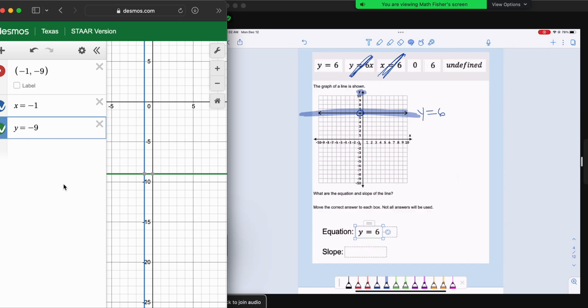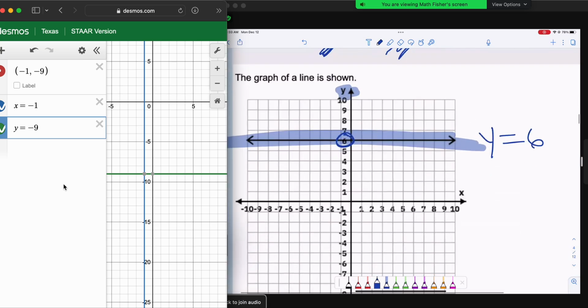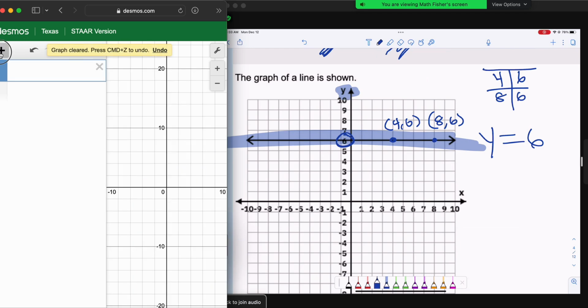Now, we're looking for the slope. You have 0, 6, undefined. If you need to, get 2 points off this line: 4, 6, 8, 6. Make a table, 4, 6, 8, 6, and then find your slope in Desmos. So we're going to add a table. We have 4, 6, 8, 6.